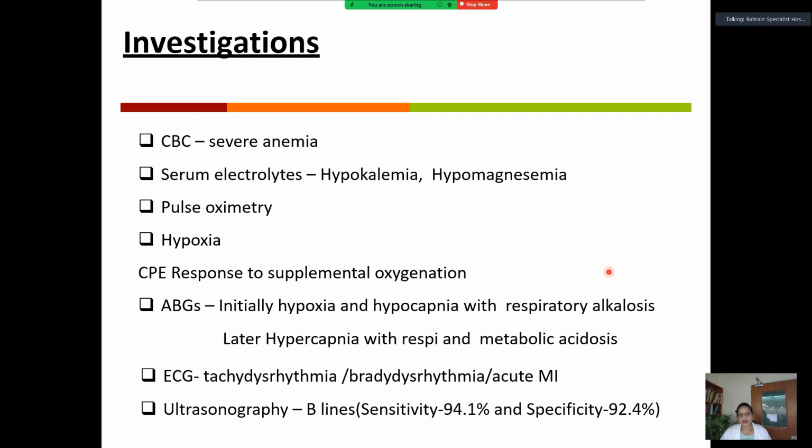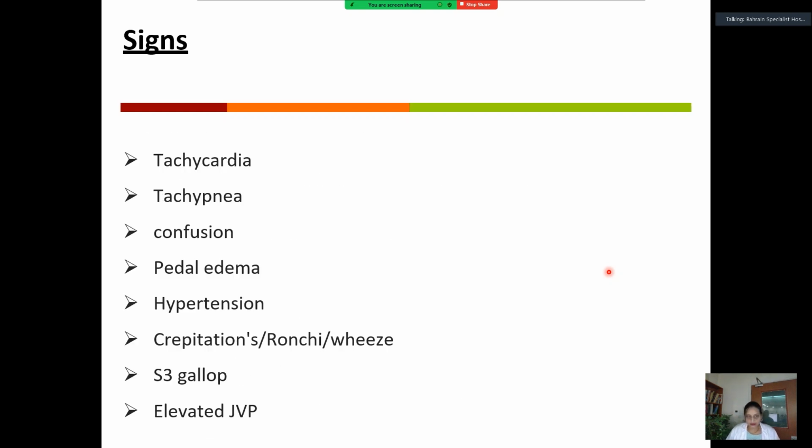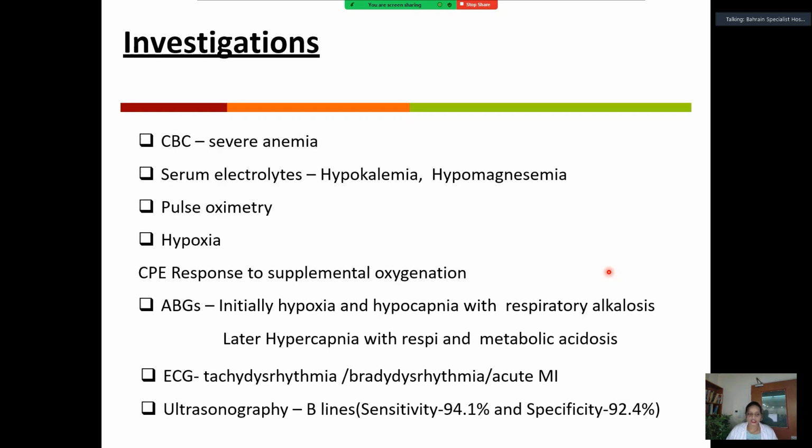Investigations: complete blood count, where we may see severe anemia, serum electrolytes, hypokalemia and hypomagnesemia, pulse oximetry, hypoxia. Cardiogenic pulmonary edema responds to supplemental oxygen. ABGs show initially hypoxia and hypocapnia with respiratory alkalosis, later hypercapnia with respiratory and metabolic acidosis occurs. ECG shows tachyarrhythmia or bradyarrhythmia or acute ST elevation changes. Ultrasonography shows B lines where the sensitivity is 94.1% and the specificity is 92.4%.